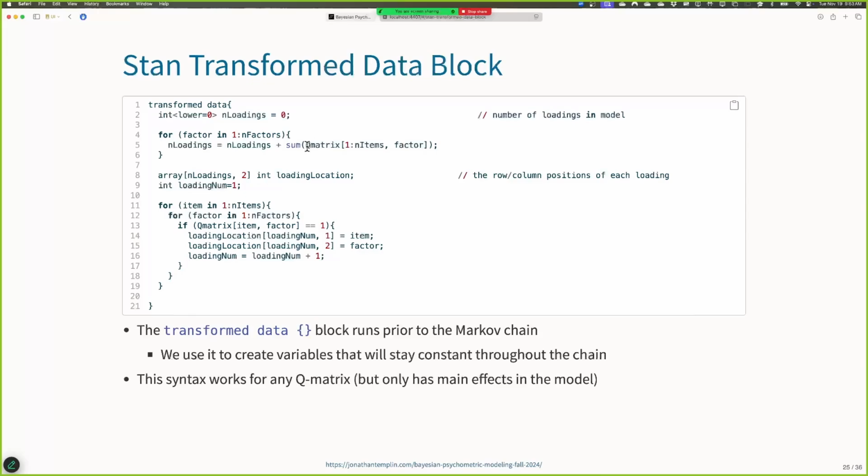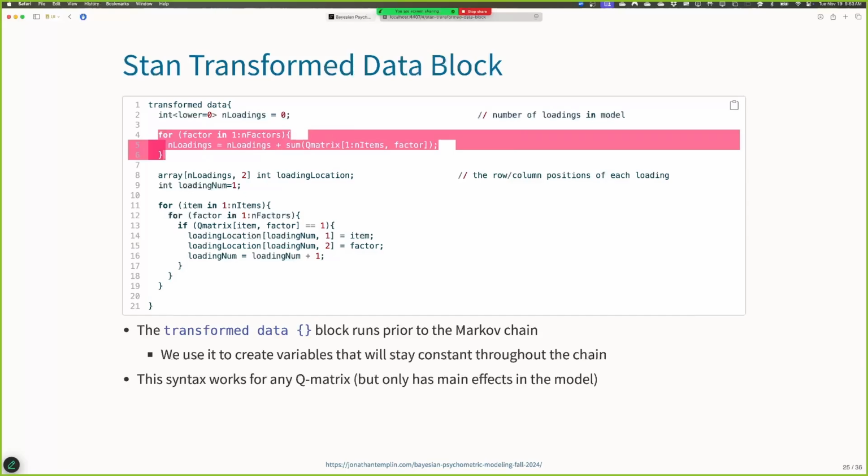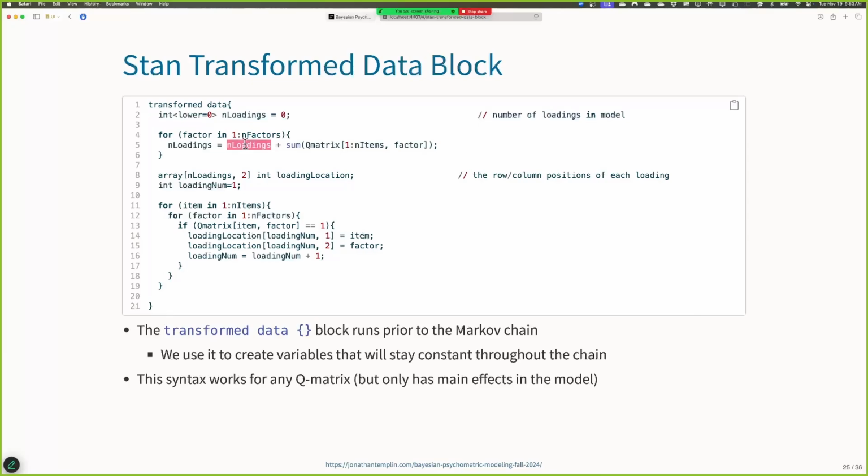If I have a Q matrix, the number of loadings is simply the number of ones in my Q matrix. So I'm literally looping over each column of the Q matrix, where each factor, each latent variable, is a column, and I'm adding after each column the sum of the values for that column. So I'm adding up the number of ones in that column. That tells me the number of loadings.